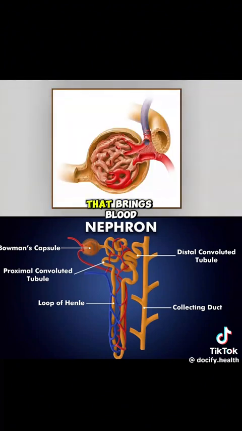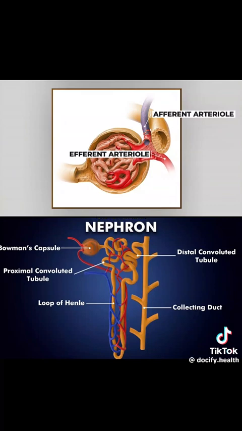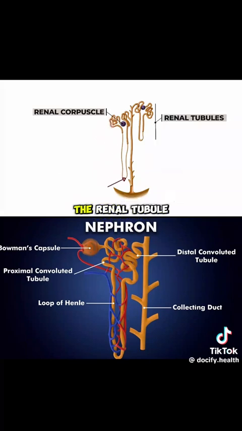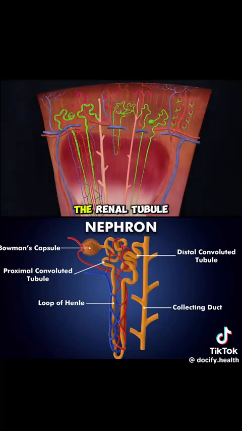The blood vessel that brings blood into the glomerulus is called the afferent arteriole, and the one that takes blood away is called the efferent arteriole. Below the Bowman's capsule, the nephron's tubular system starts, which is called the renal tubule. The renal tubule is divided into 4 parts.